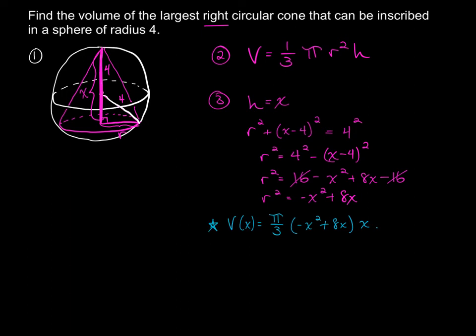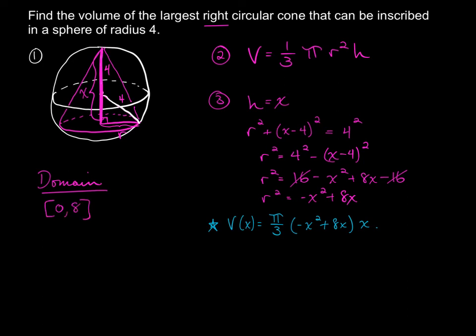And now we can come over here and find the domain relatively simply. The domain here is based on x, which is the height. And so the height of this cone can range from the top of the sphere, if this height shrank all the way to 0, or the height of this cone could extend all the way down to the bottom of the sphere at 8. So we can have a domain 0 to 8.